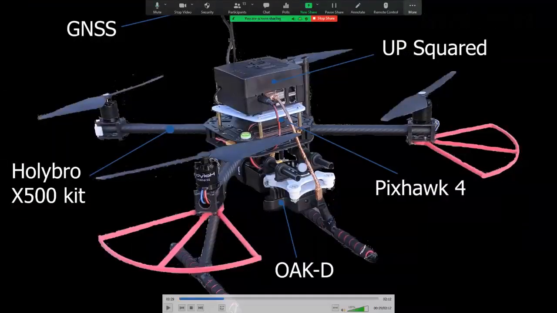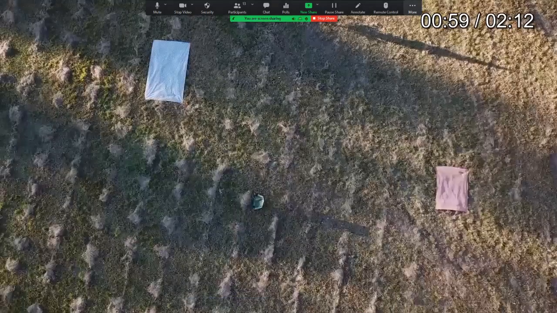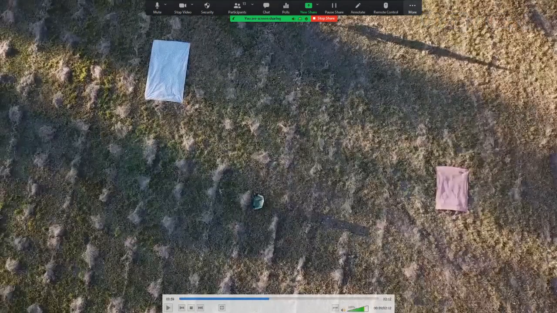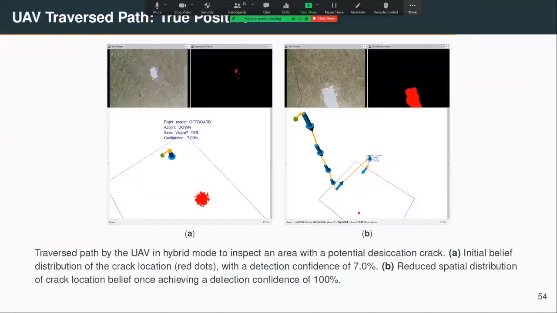This is an illustration of my UAV system. And what you can observe here is how we place the desiccation cracks across the survey area. This is just a quick illustration of how the system behaves once there is a first detection of our crack with a low confidence in the detection. So once we run it in hybrid mode, the UAV gets close enough until achieving a detection confidence of 100%.